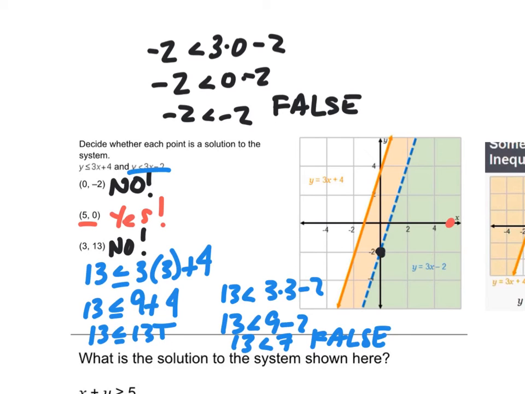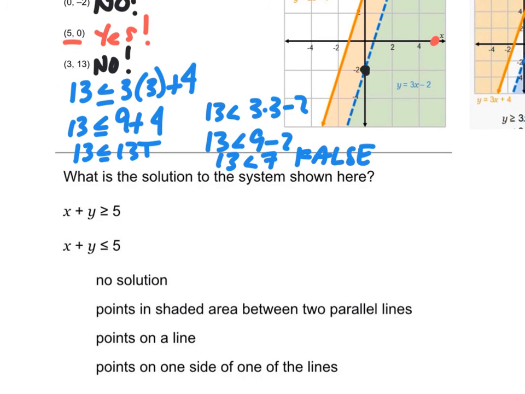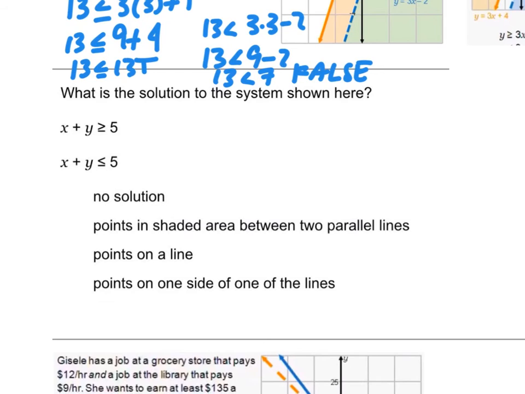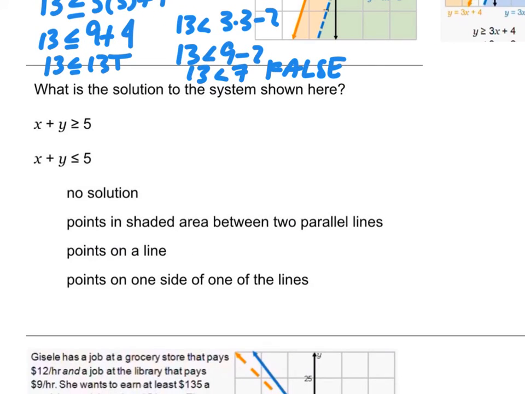All right, let's take a look at the next problem. What is the solution to the system shown here? So for this one, we've got a y-intercept of 5 and an x-intercept of 5. And so if we draw this line here, oh man, it actually says that the points on one side of one of the lines is wrong.